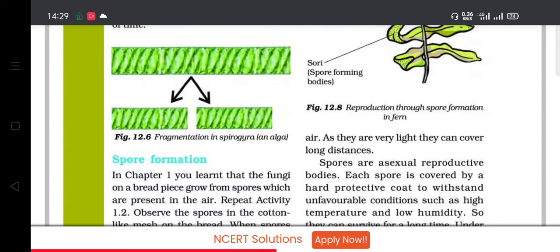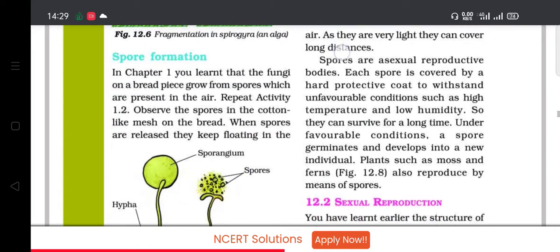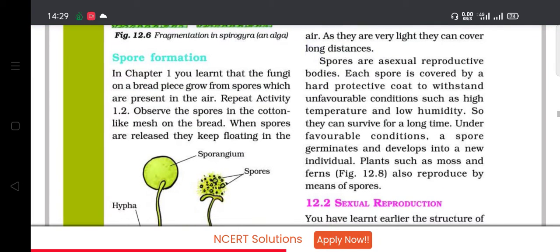Next is spore formation. Children, you know that fungi on a bread piece grow from spores which are present in the air. If you repeat this activity, you will find that there are lots of spores around.